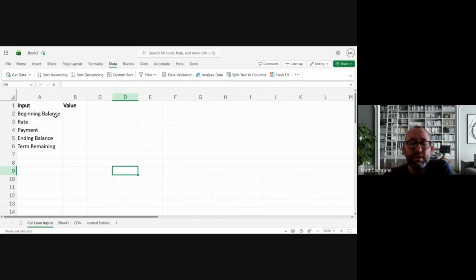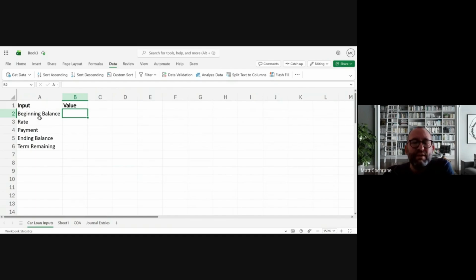So what you're going to want to do is find out what the beginning balance is on this car loan as of right now. Okay, don't worry about what it was when you took it out, although you will need that to record the liability, the car loan payable. But really, the car loan payable liability is equal to whatever the value is today.